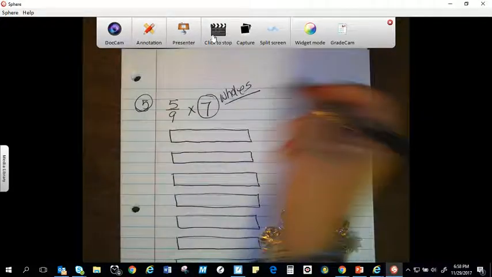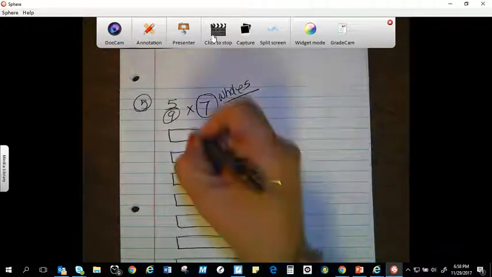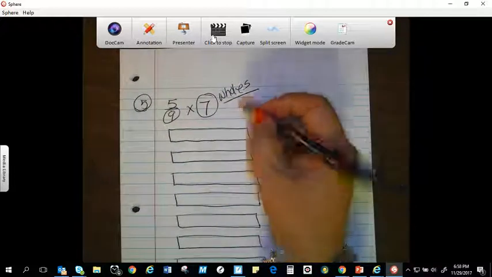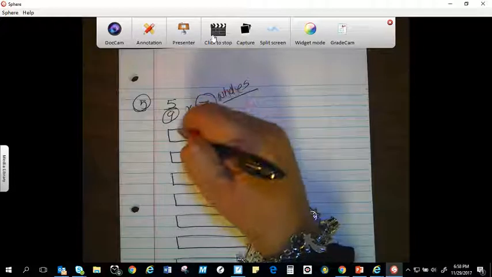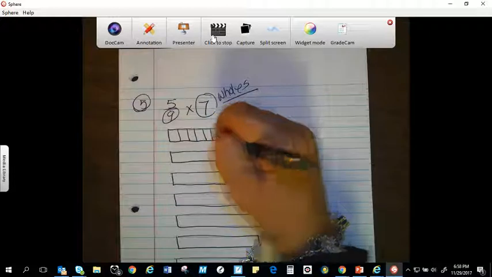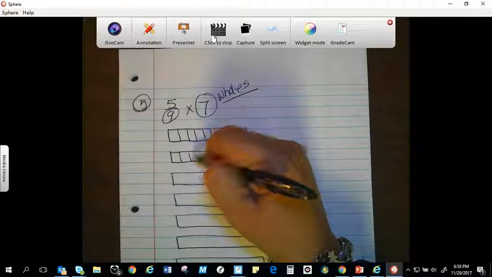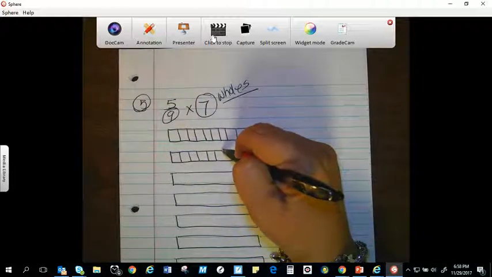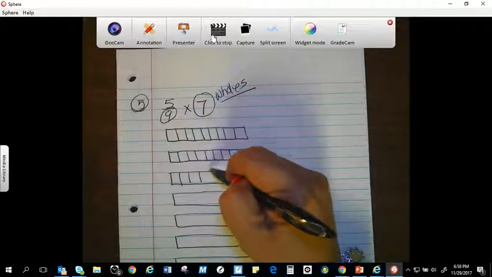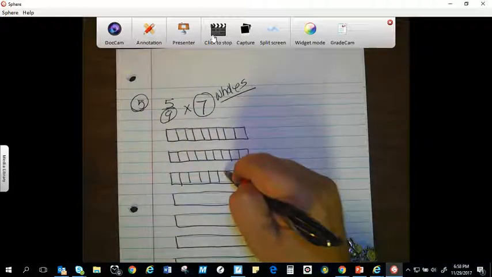Okay? My denominator again tells me how many parts I have in each whole. So I have 1/9, 2/9, 3/9, 4/9, 5/9, 6/9, 7/9, 8/9, 9/9. Okay. I'm going to do that for all of them. Go ahead and do that. Oh, I heard somebody say I can just get a ruler and draw your lines down. That's a really great idea.